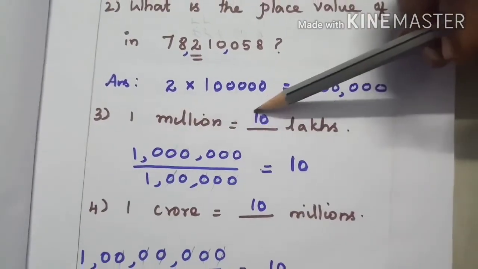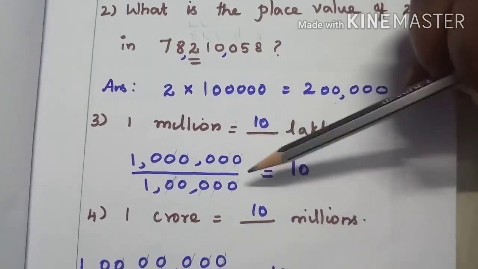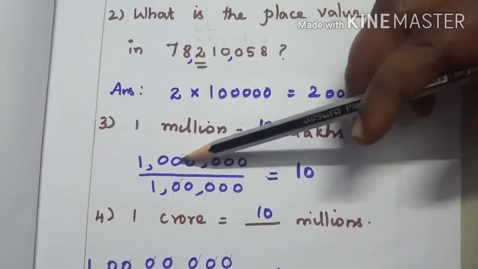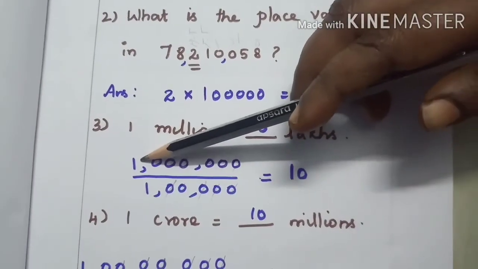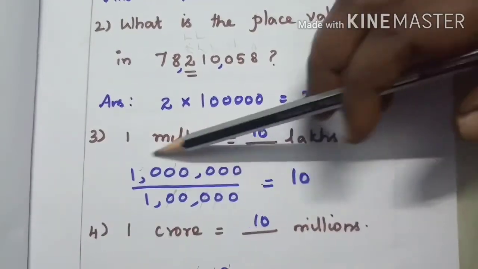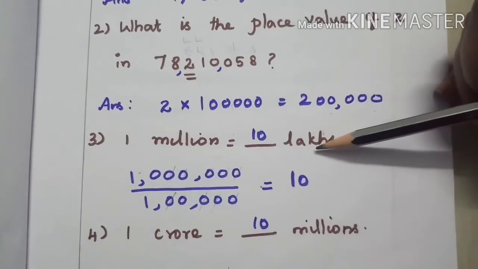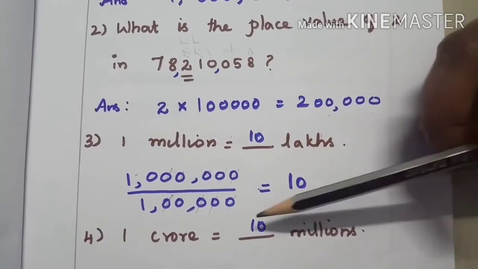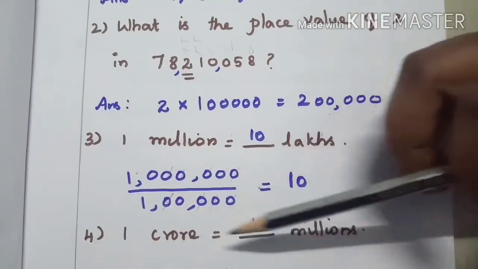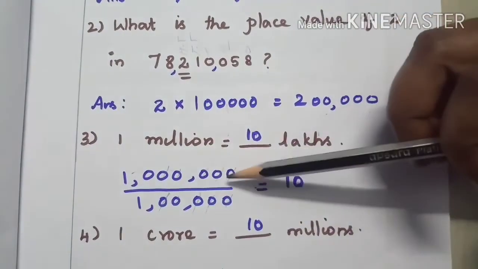And the next question is 1 million equal to dash lakhs. See, first we are going to write million: ones, tens, hundreds, thousand, 10,000, 100,000 and million. Million is in the international system, isn't it? So we are writing 1 million, and you see dash lakhs. Lakhs will be in the Indian system, isn't it? So ones, tens, hundreds, thousand, 10,000, lakh. So we are writing lakh in the denominator and 1 million in the numerator.